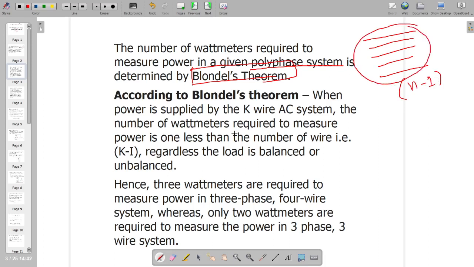If there are k wires in the AC system, the number of wattmeters required to measure the power is one less than the number of wires, that is k minus 1. With a system having k wires, we use k minus 1 wattmeters, whether it is a balanced load or an unbalanced load. Three wattmeters are required to measure the power in a 3-phase 4-wire system, whereas only 2 wattmeters are required for a 3-phase 3-wire system.